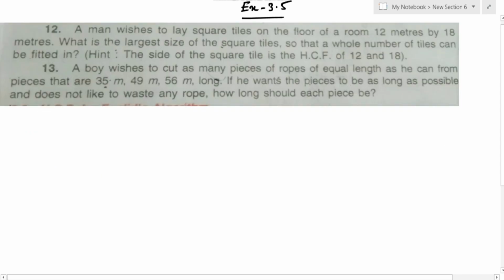Now here in question number 12 you can see it is written, a man wishes to lay square tiles on the floor of a room 12 meters by 18 meters. What is the largest side? Whenever a question asks for the largest, it means we need to find the SCF. So the side of the square tile we will get by taking the SCF of the given 12 meters and 18 meters.